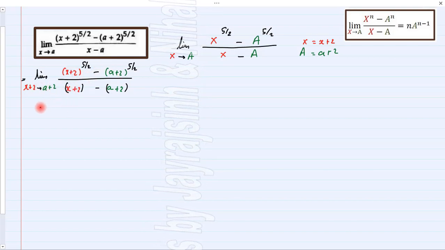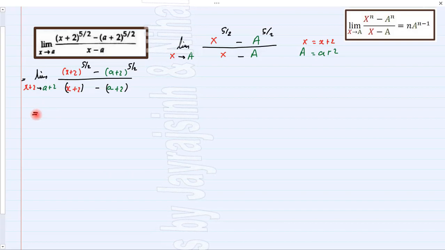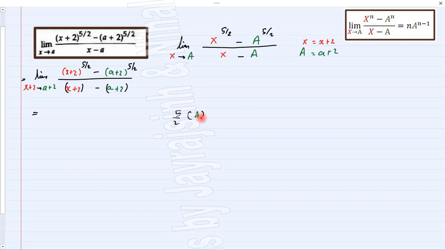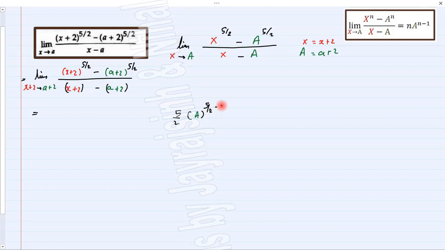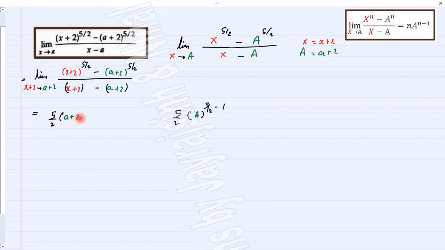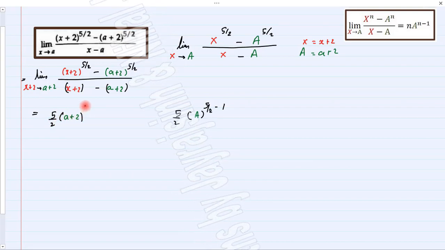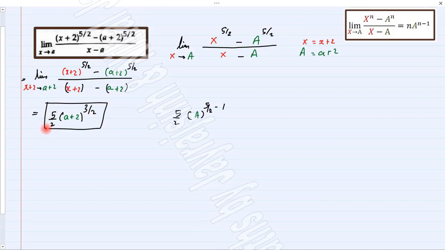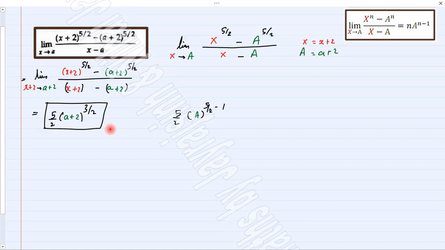So here we get the standard form and its answer is simply 5 by 2 capital A raised to 5 by 2 minus 1, or we can say 5 by 2 (small a plus 2) raised to 5 by 2 minus 1, which is 3 by 2, can be considered as your final answer. Ta-da!